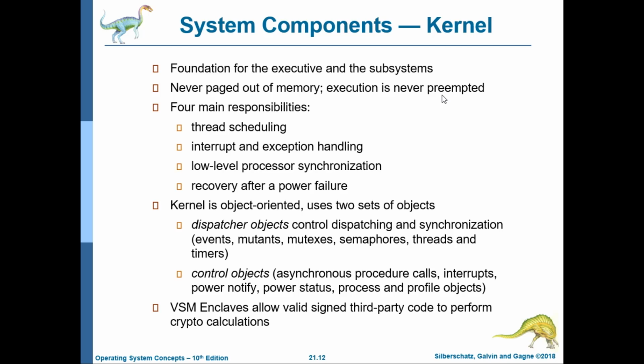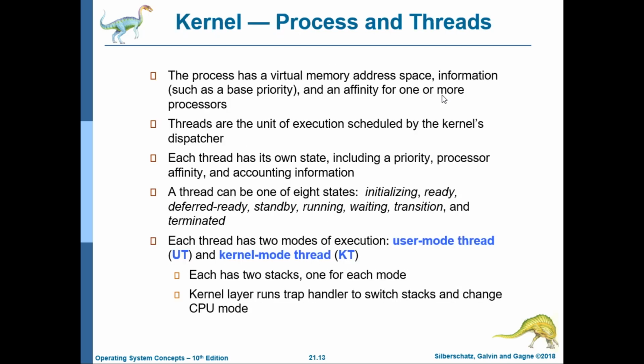So the kernel is object-oriented and uses two sets of objects. The first is the dispatcher objects, which control dispatching and synchronization, such as events, mutants, mutexes, semaphores, threads, and timers. And then we have the control objects. Examples of these are asynchronous procedure calls, interrupts, power notify, power status, process and profile objects. And then the VSM enclave, where VSM is virtual secure mode, allows valid signed third-party code to perform crypto calculations.